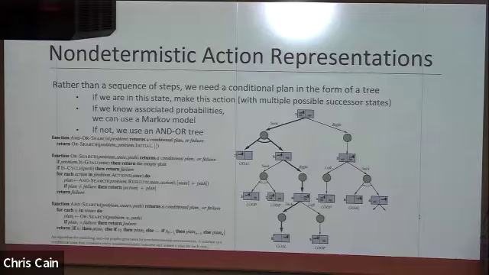Thank you. What other questions can I answer? Can you go through the minimax again? Yeah, minimax from adversarial search.